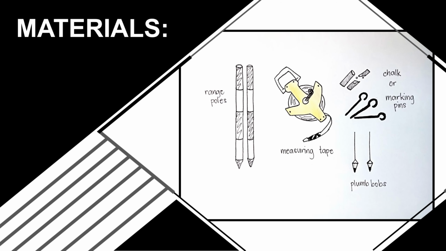The following instruments and accessories will be needed in order to do the task. First is range poles, then measuring tape, then markers that can be either chalk or marking pins, and lastly, plumb bobs.